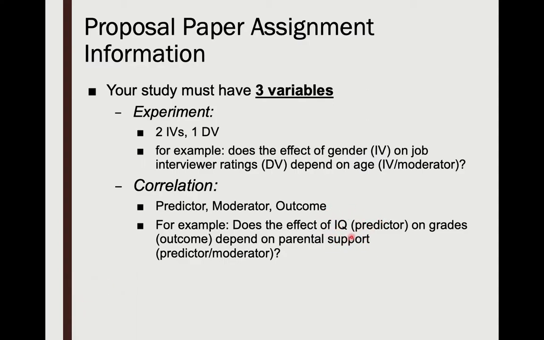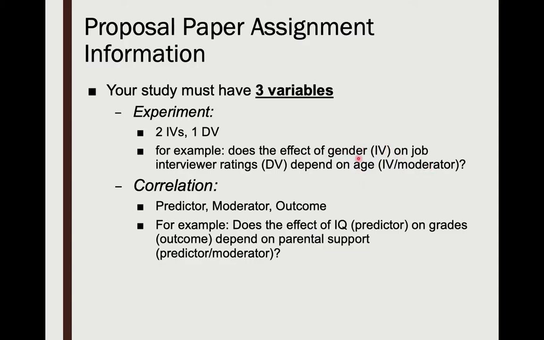IQ cannot be randomly assigned. I cannot split a room in 2 and say, okay, you guys are going to have an IQ of this and you guys are going to have an IQ of this. And parental support cannot be randomly assigned because that's not ethical. You can't make parents be mean to their kids. Gender cannot be randomly assigned.